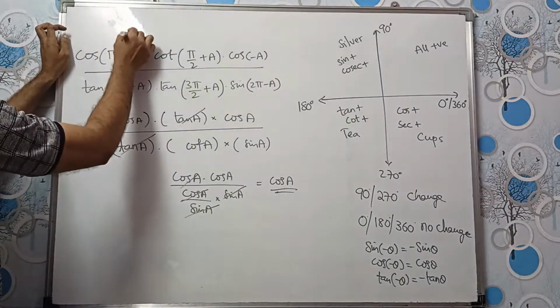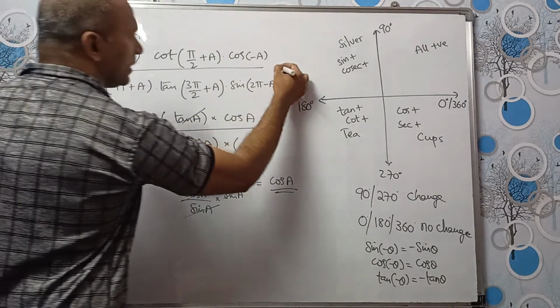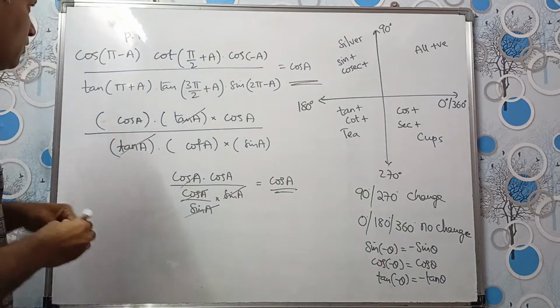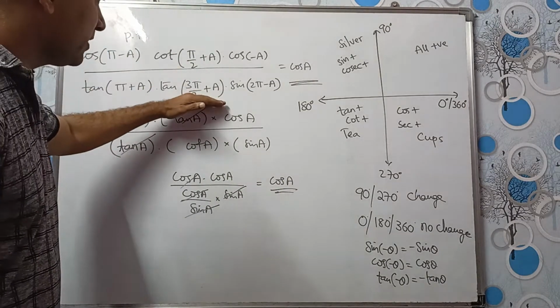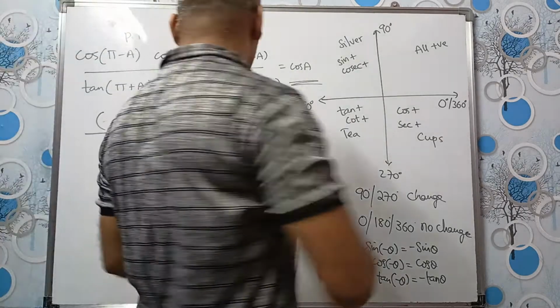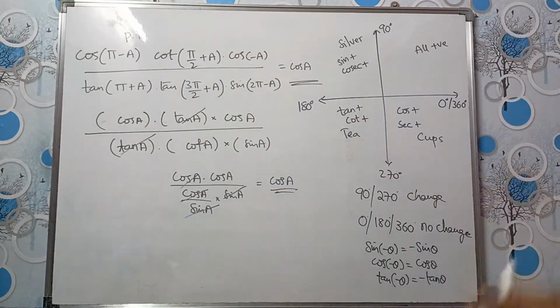Actually this is a prove-that question, that this whole thing is cos A. I did not write the complete question. We need to prove that this numerator divided by denominator is equal to cos A. We got cos A. I hope this explanation is clear.